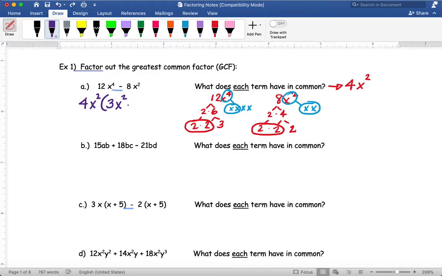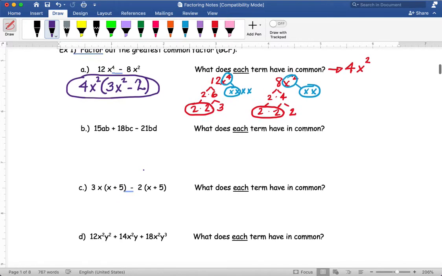All right, so here, the sign is going to be negative, right? Because this is a negative number divided by a positive number. 8 divided by 4 is 2. And x squared divided by x squared is 1, so I'm finished. So my final answer here is 4x squared times the quantity 3x squared minus 2. Folks, you need to have both of these as the answer, because it's the multiplication of these two polynomials, this monomial being multiplied with this binomial, that's going to give me the original problem.